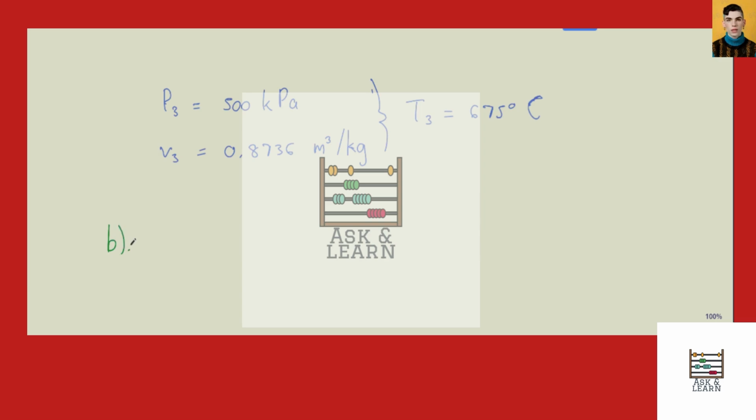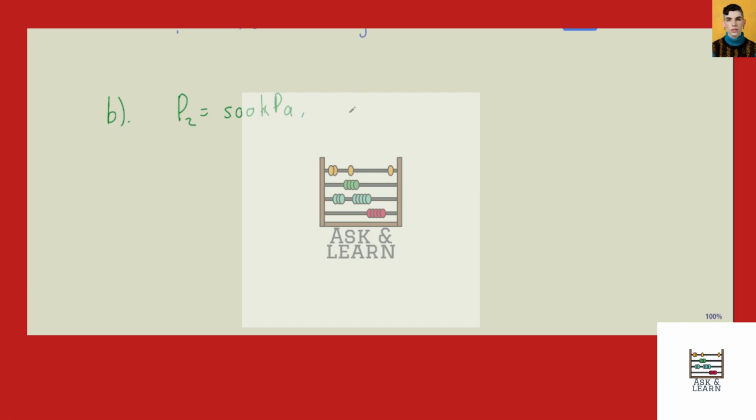Now for part B, when the piston first starts moving, we have P2 equal to 500 kilopascals. And V2 is equal to V1, which is equal to 2.184 cubic meters. The piston hasn't moved off from its stops just yet.